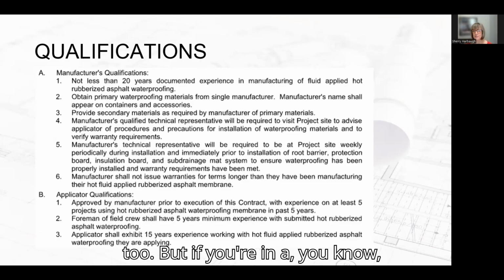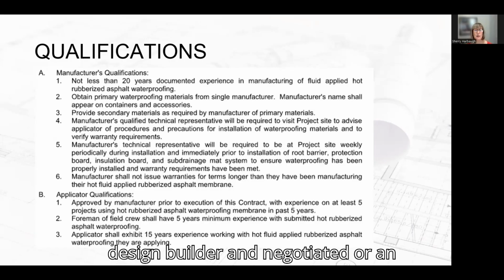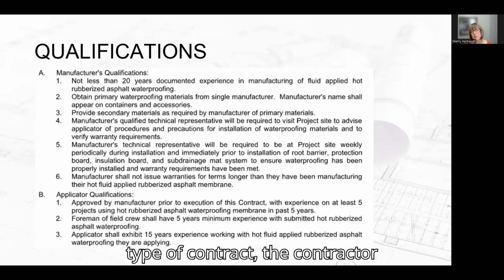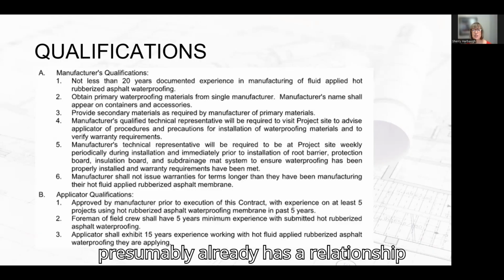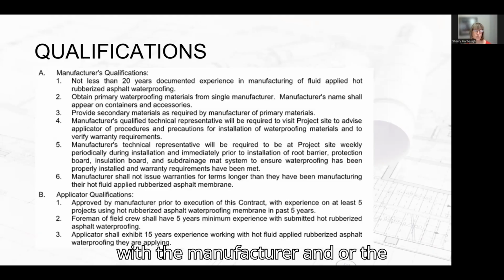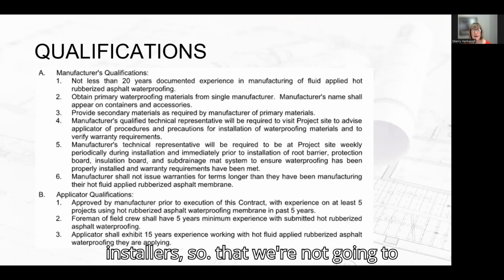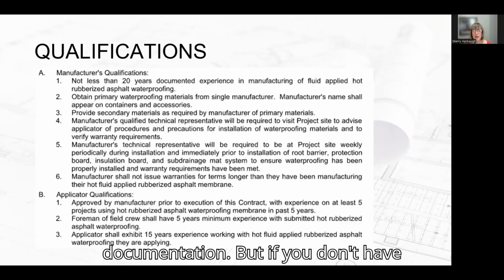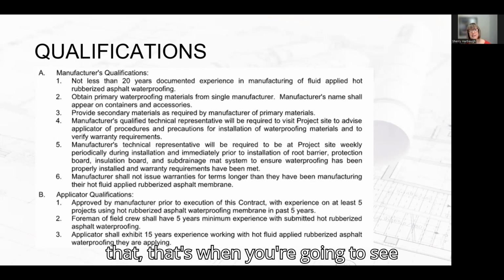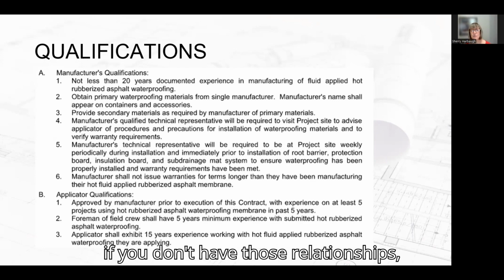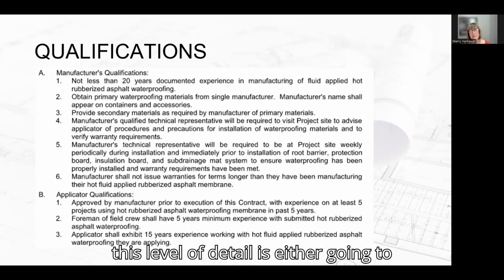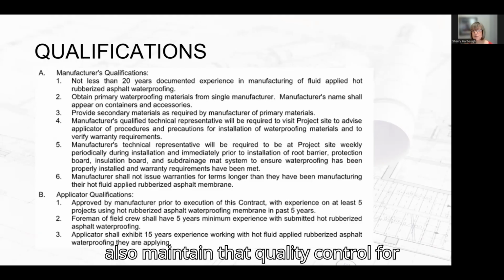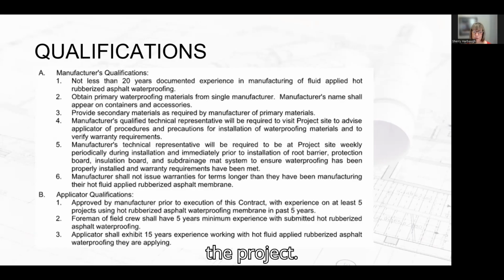But if you're in a design build or a negotiated or an owner builder type of contract, the contractor presumably already has a relationship with the manufacturer and or the installers. So we're not going to be asking them for this level of documentation. But if you don't have that, that's when you're going to see this, the public bid stuff. If you don't have those relationships, this level of detail is either going to help limit competition, but also maintain that quality control for the project.